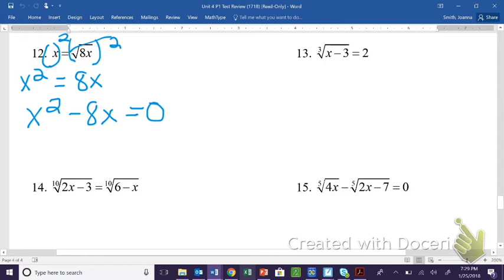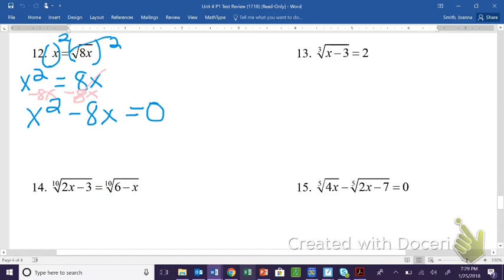How did I get that? Just in case you don't know how I got that, I subtracted 8x from both sides. This became 0, and this got incorporated into my now standard form quadratic equation. Okay? So now I notice there's no constant. A constant means there's no number by itself.